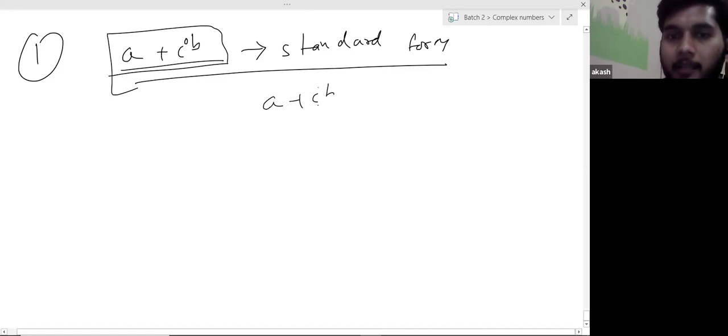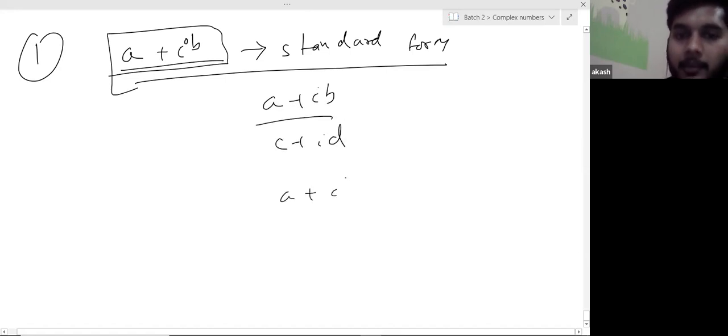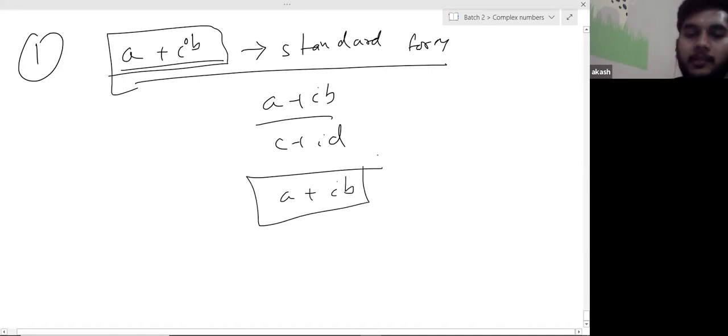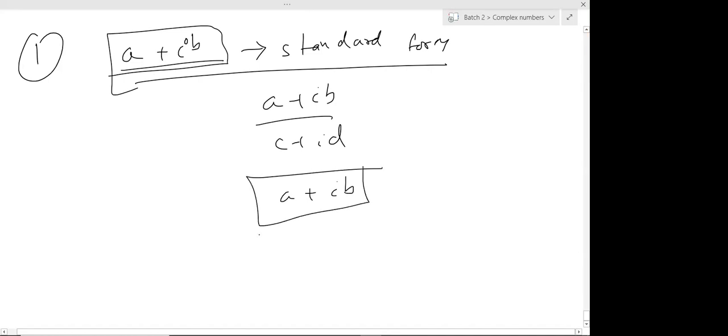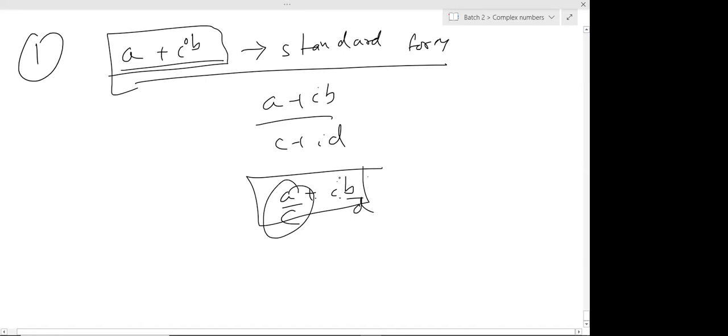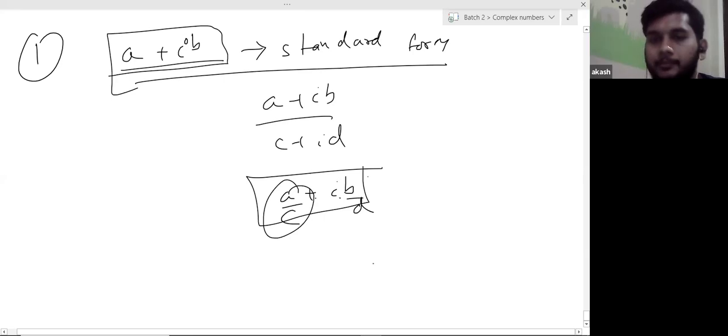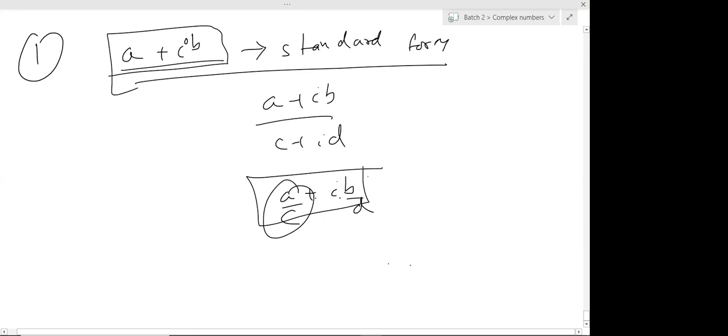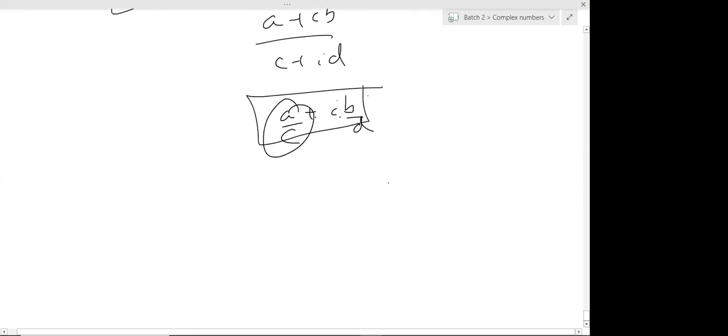Nothing like this a plus ib upon c plus id. No, just a plus ib. All right, no division, nothing. Right, this can be like this a by c and b by d, no issues. But something plus i times something. All right, clear? Yeah. Okay, let's try another question.